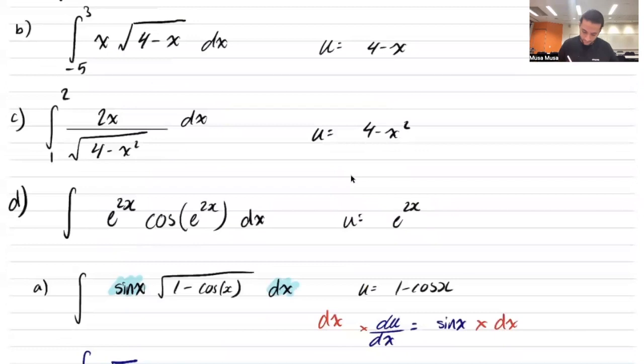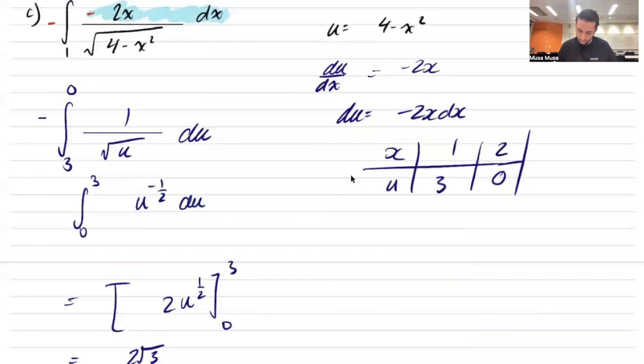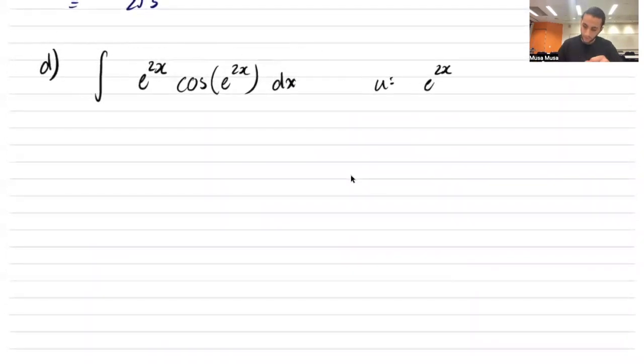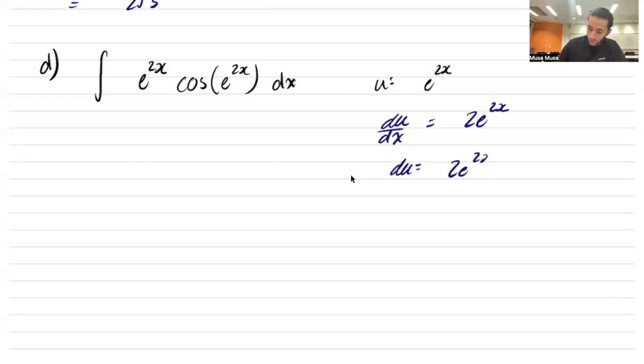And then question D. All right, so letting u equal e to the 2x, that means du on dx equals 2e to the 2x. That means du equals 2e to the 2x dx. I need a 2 here because that's going to replace this all with du, and that's this, and this is going to become the du.